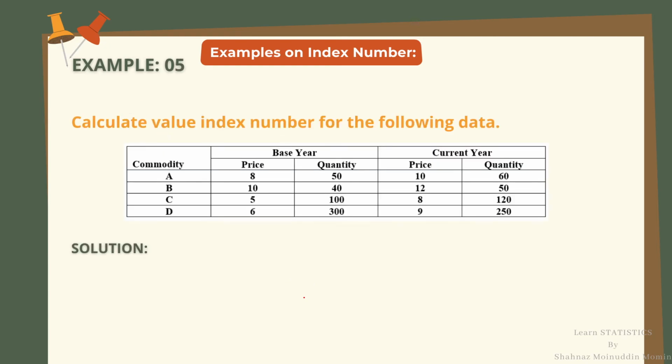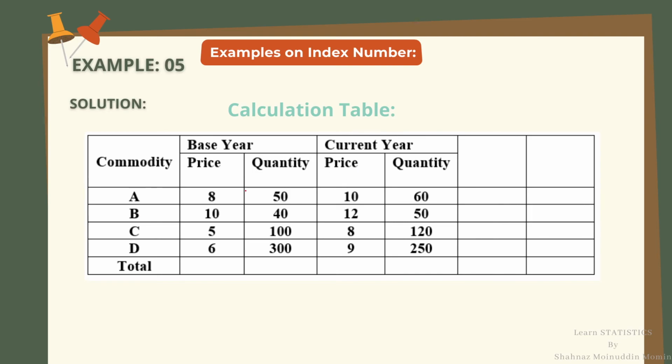Now we shall take the next example. Calculate the value index number for the following data. We know that value is denoted by V, which is equal to price into quantity. In this example, we obtain the value index number for the base year and current year having 4 commodities A, B, C, D. So let us prepare a calculation table. This is price base year, quantity Q0, price current year P1, quantity current year Q1.